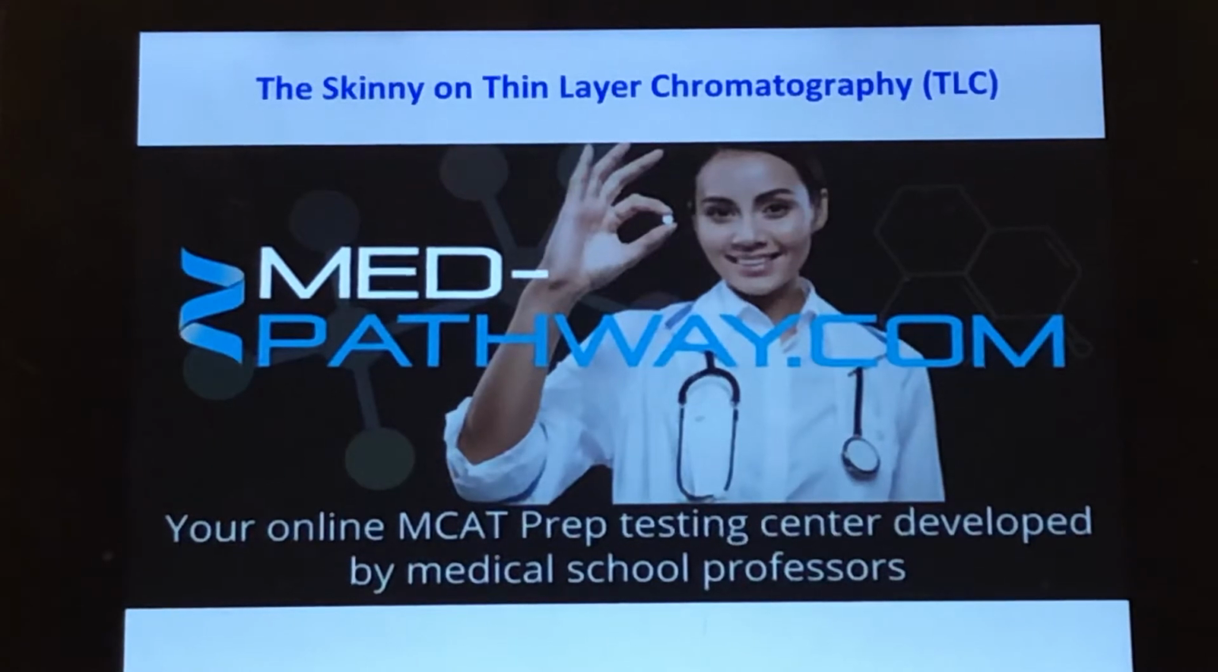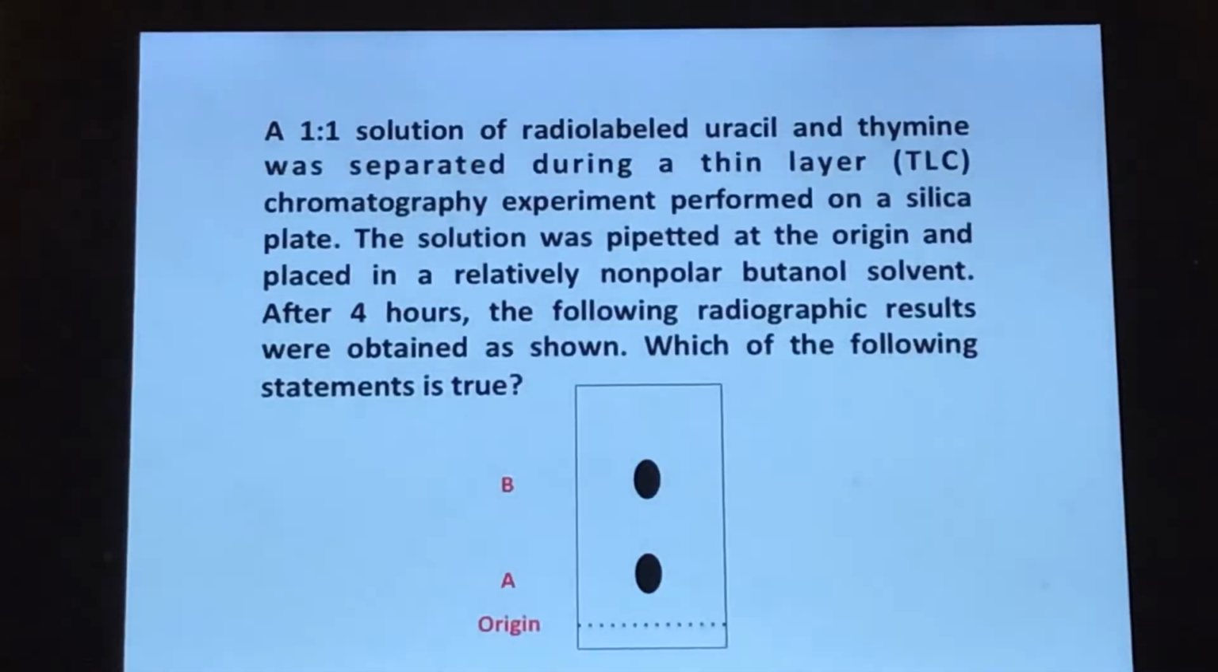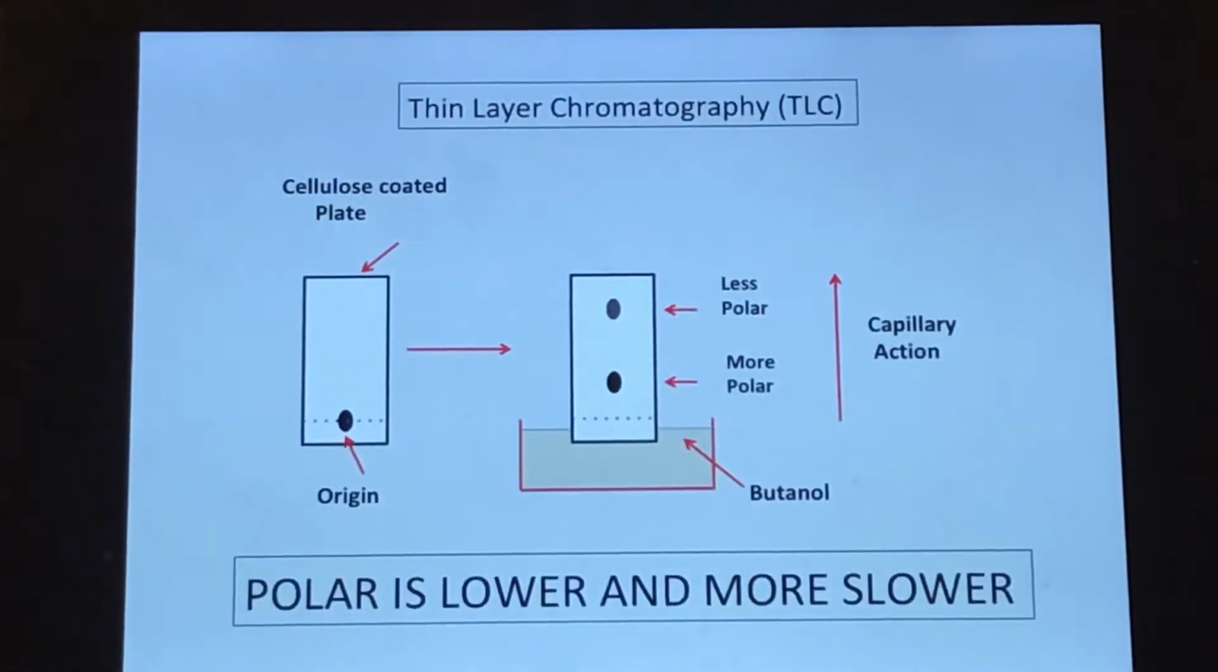We're going to look at the skinny on thin layer chromatography. So the question that we had is that you want to separate thymine from uracil using thin layer chromatography. What you see at the bottom there is a typical result of a thin layer chromatography experiment where you're separating two molecules A and B from its origin. And so how does TLC even work?